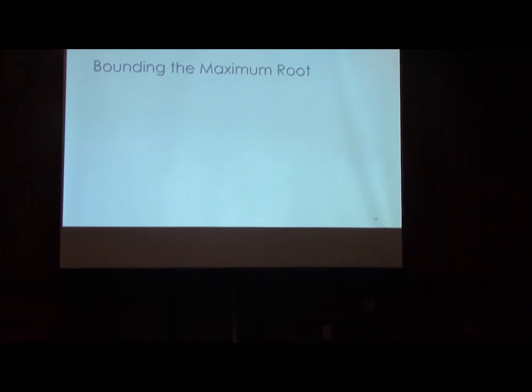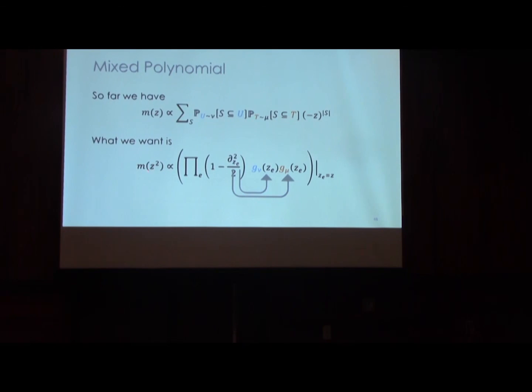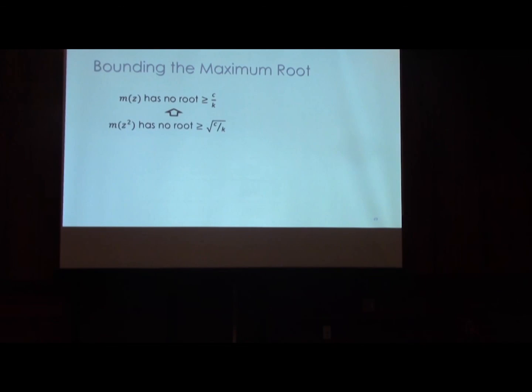So I've proved this equality. I want to show that the maximum root of this mixed characteristic polynomial is bounded now. Notice that this equality I had was, instead of m of z being equal to this, m of z squared is equal to this. This is because you get terms from both this side and this side, and you get z squared. So m of z not having any roots bigger than c over k is equivalent to m of z squared not having any roots bigger than square root of this.